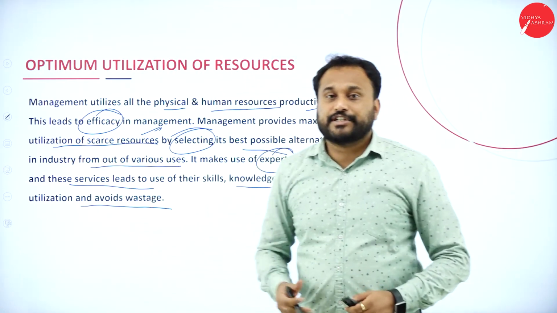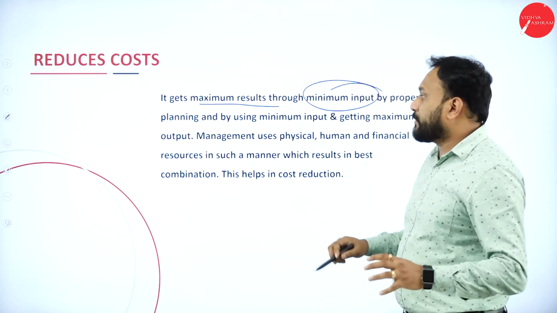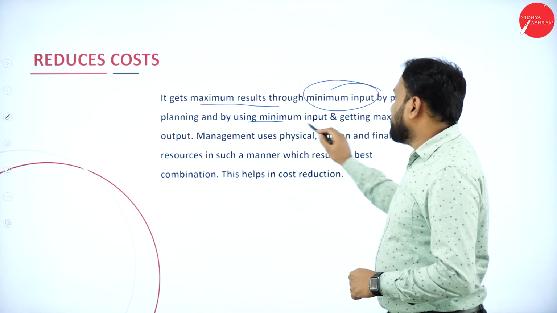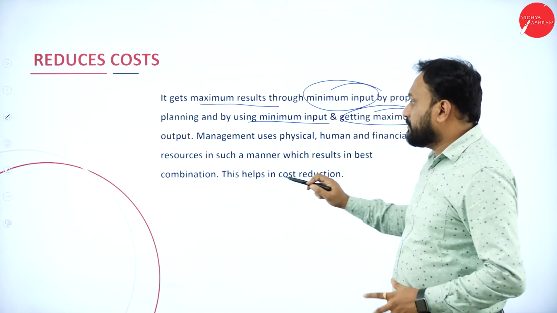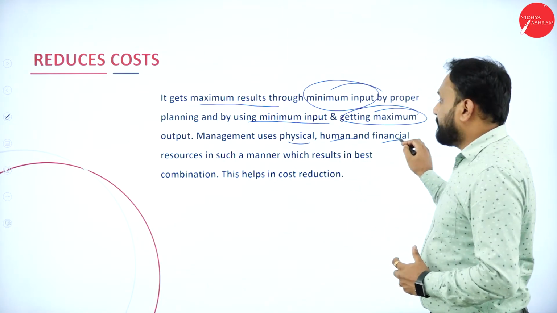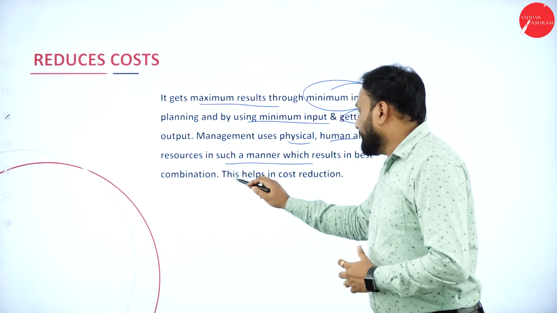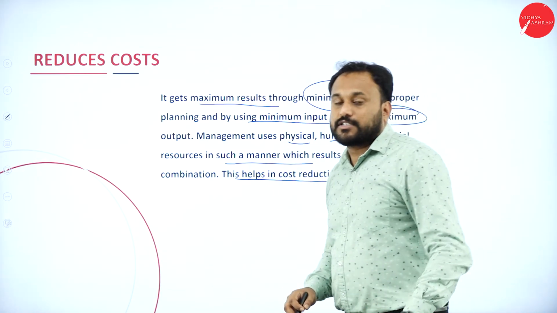Next, we have management reduces cost. Yes, it gets maximum result through minimum input by proper planning. By using minimum input and getting maximum output, management uses physical, human and financial resources in such a manner which results in the best combination. This helps in cost reduction.